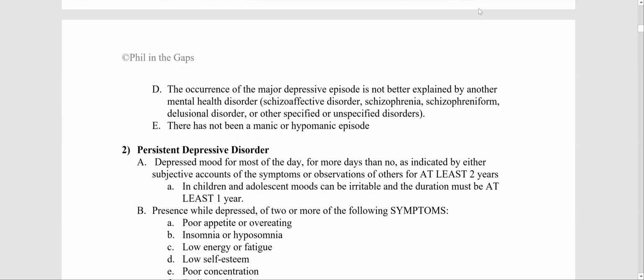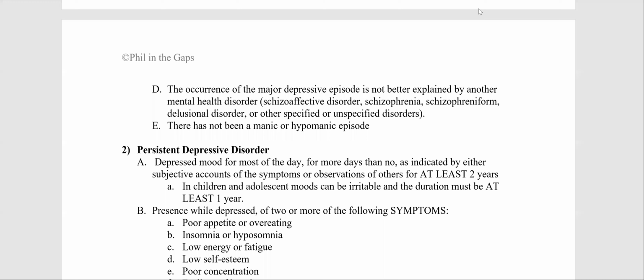And the occurrence of the major depressive episode is not better explained by another mental health disorder, so schizoaffective disorder, which is often psychosis with a mood disorder mixed in, schizophrenia, schizophreniform, delusional disorder, or other specified or unspecified disorders. Other specified meaning it could have criteria or symptoms for another disorder, or unspecified disorders, meaning you don't have enough criteria to diagnose that specific disorder at this time.